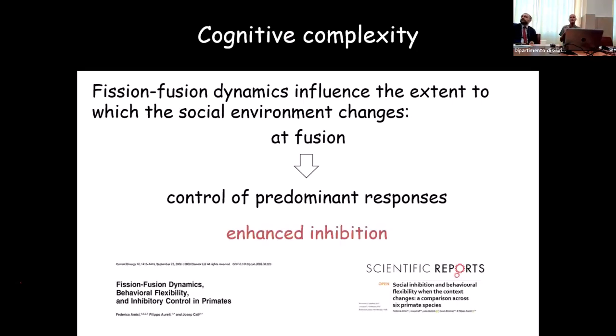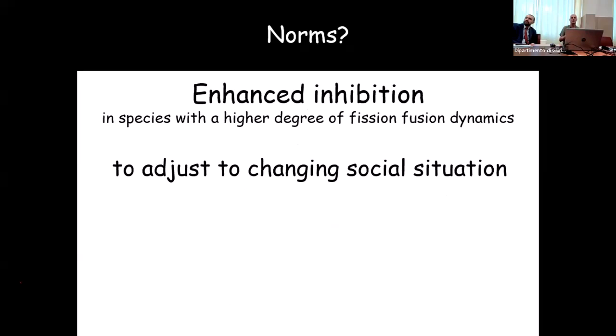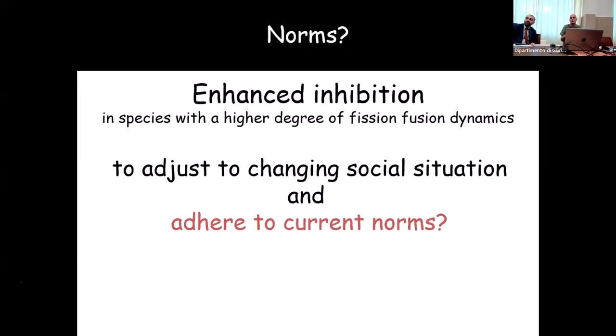So enhancement of inhibition in species with a high degree of fission-fusion should be possible, and my colleagues and I have been able to show that this is the case. There's enhanced inhibitory control in species with higher degrees of fission-fusion dynamics, and this links nicely with norms. Enhanced inhibition first helps to adjust to a changing social situation, but they could also adhere to current norms. They ask, with this new subgroup composition, do I need to behave in a different way? Do I need to follow different rules? And these are potentially temporary rules, because the subgroup composition is changing.